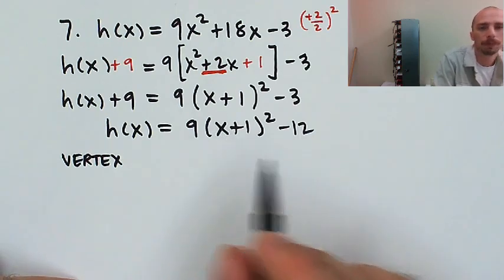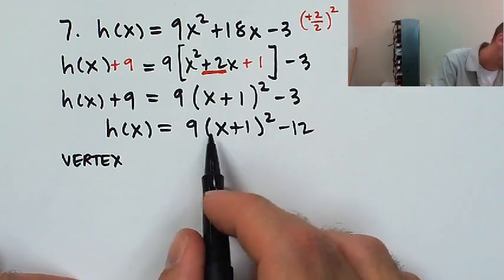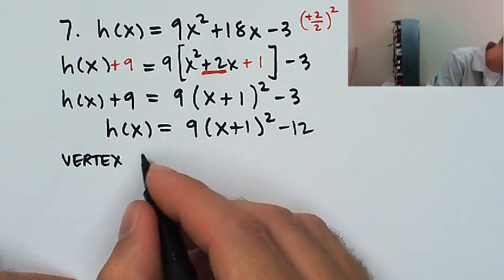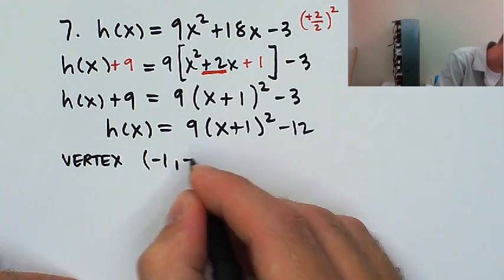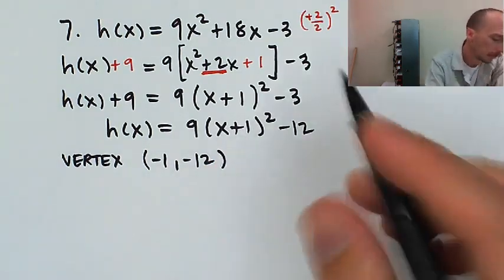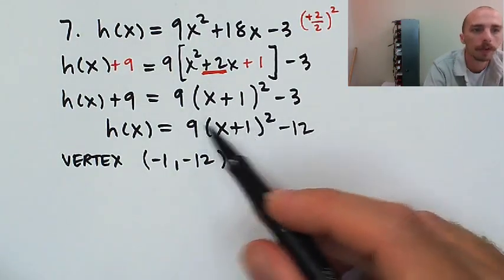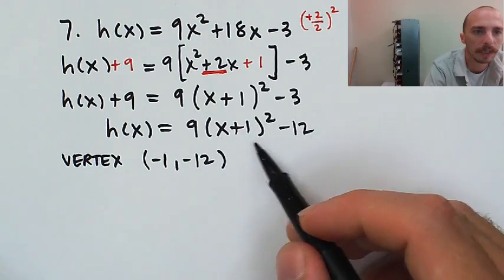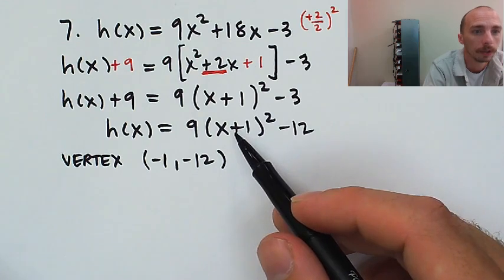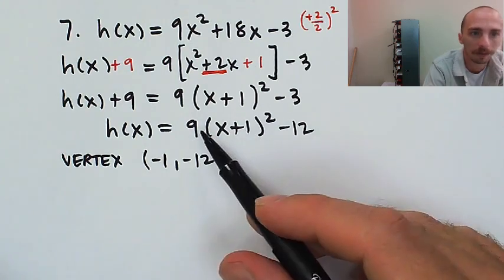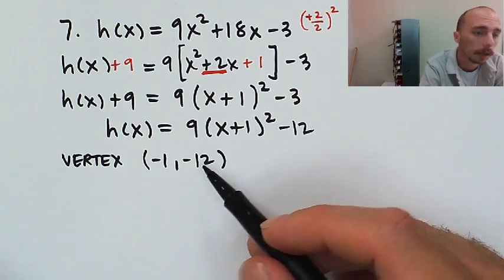Okay, because of max-min reasons that I'm probably going to get into the next time. But vertex is going to be where x is negative 1 and where y is negative 12. Because if you think about it, when x is negative 1, 9 times something squared is always either 0 or positive. So the very minimum that this whole total can be is going to be where this thing comes back 0. And the minimum happens at the vertex. Okay, so when this is 0, I know I've got 9 times 0 minus 12, and that's going to be the minimum value of y is going to be negative 12.